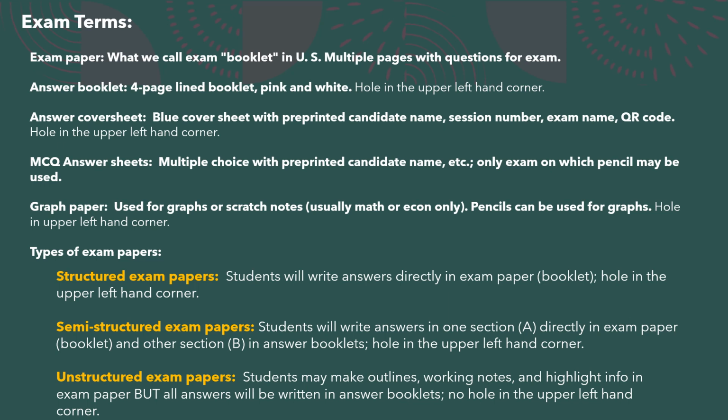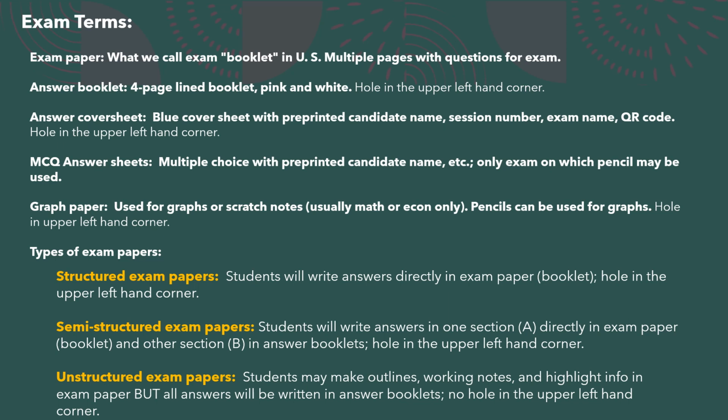Some of the exam terms that you will need to understand the Invigilator handbook, and maybe even some of the slides attached, include exam paper, what we normally might call an exam booklet. In the IB world, and apparently in the UK, it is called an exam paper. And basically it's a booklet with multiple pages that have all the questions for the exam.